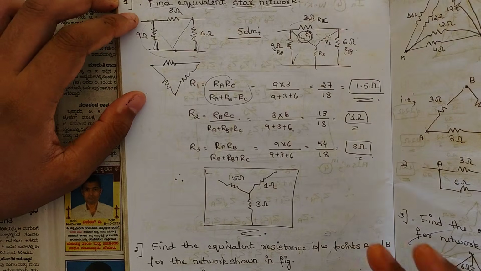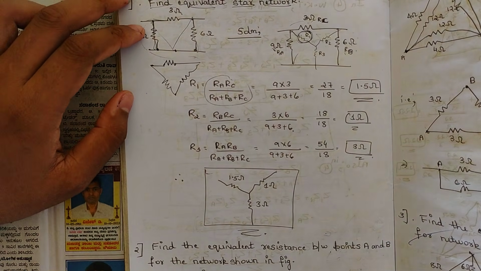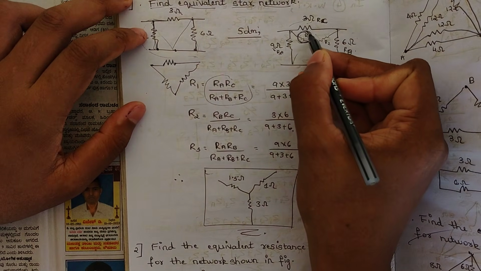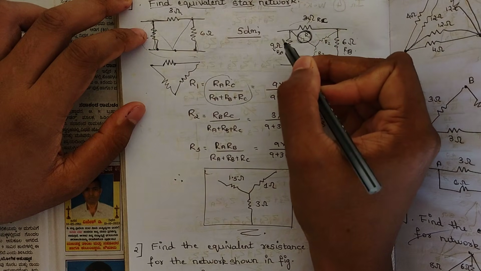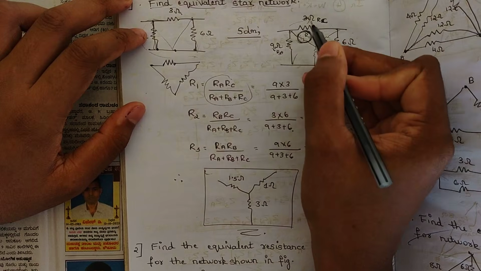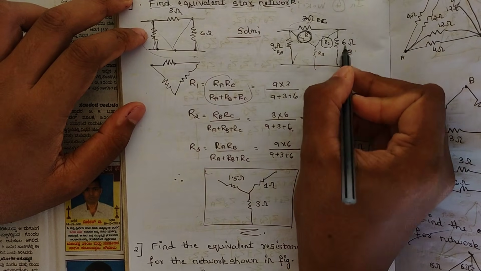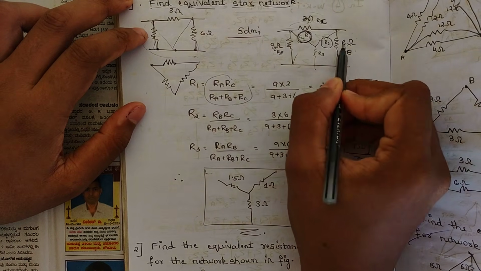When I go on solving the problems, I won't be writing these steps. Directly I am going to say it to you. I've already told you how it is. For R1, we should be checking the opposite resistances or impedances, multiplying them and dividing by the total. Similarly for R2, these two are opposite impedances, that is 3 into 6 divided by 9 plus 3 plus 6.